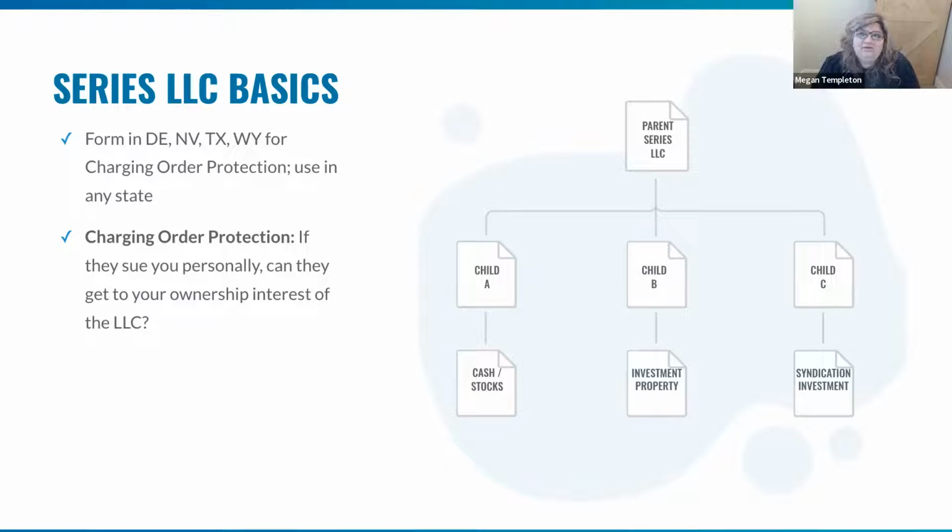So by compartmentalizing one asset per child series, if someone sues child series A and it's got property A in it, but you also have child series B that has property B in it, if they sue A, they cannot come after B. So you're going to really save yourself a lot of headache and a cost savings if you ever do get litigated, because your entire portfolio and business activities are not at risk.